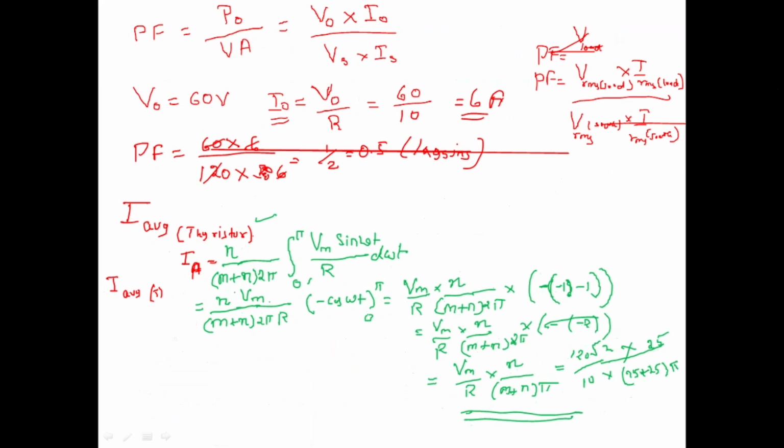Okay, I will rewrite it so that it is clear, if you are confused. So I average of thyristor, you can call this thyristor, otherwise there is confusion. Average of the thyristor is Vm by R.